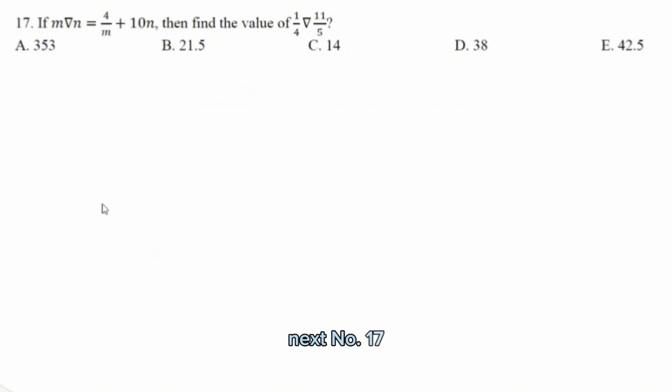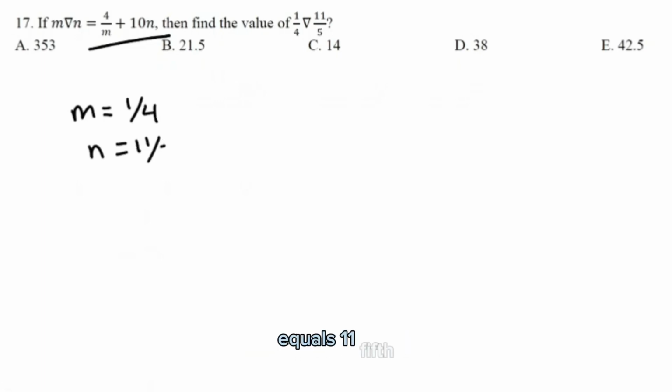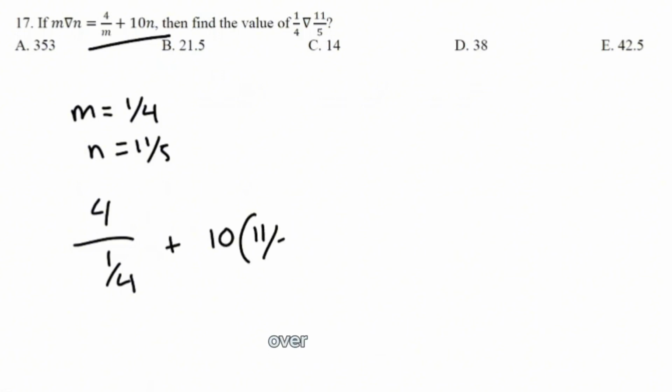Next, number 17. If n equals 4 over m plus 10n, then find the value of n when m is 1/4 and n is 11/5. Alright, so what we need to do here is replace the values of 1/4 for m and 11/5 for n into this equation. So let's do that. We know m equals 1/4 and n equals 11/5. When we substitute it, it becomes 4 over 1/4 plus 10 times 11/5.